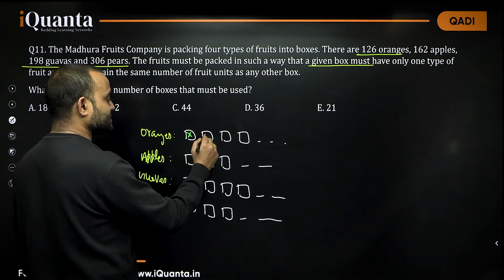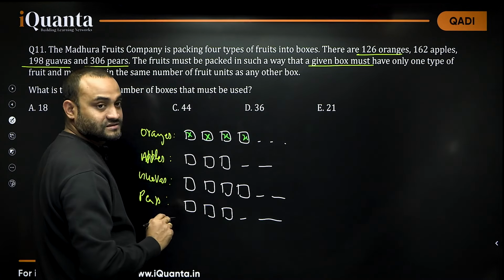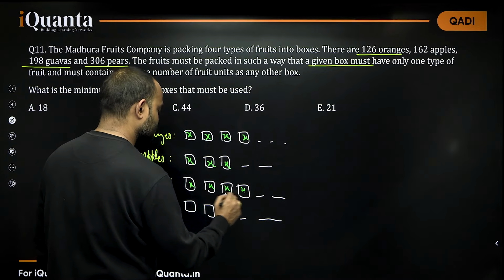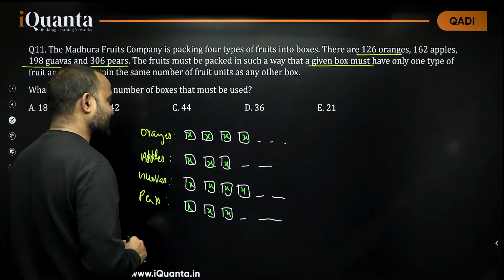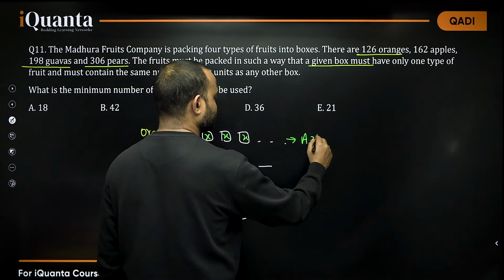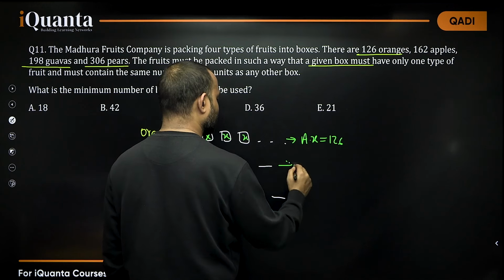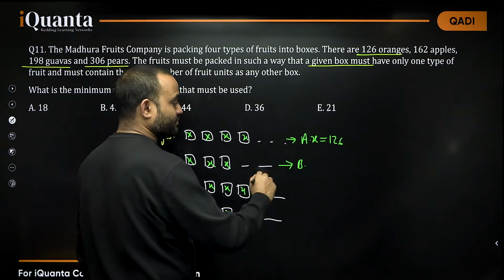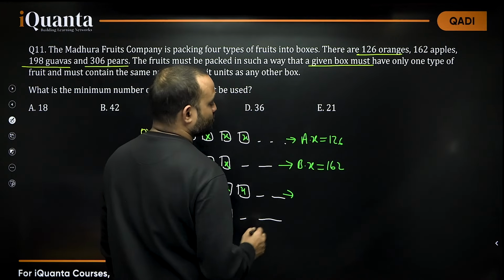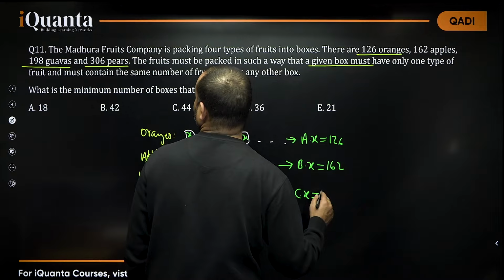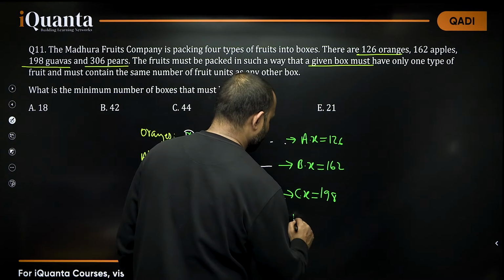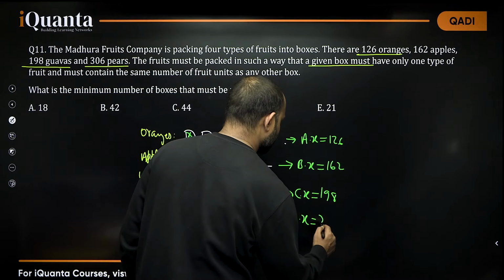So x oranges here, x oranges here, x oranges here, and the same x apples here, x apples here, x guavas. So what do you see here? Can I say the total number of oranges, if I take a into x, should be 126. The total number of apple boxes will be b, then b into x should be 162. The total number of boxes for guavas is c, then c into x should be 198, and the number of pear boxes is d, then d into x is equal to 306.